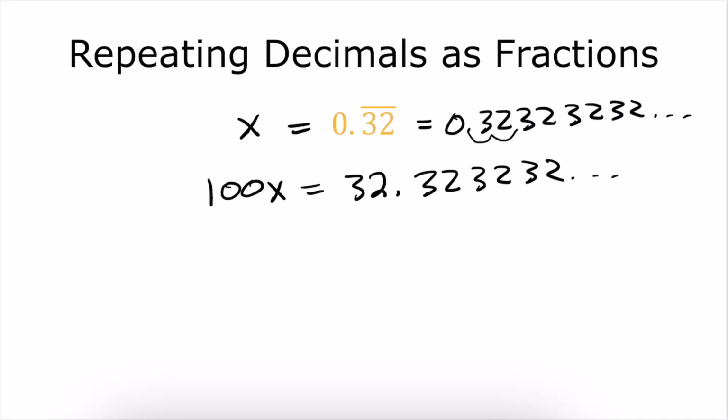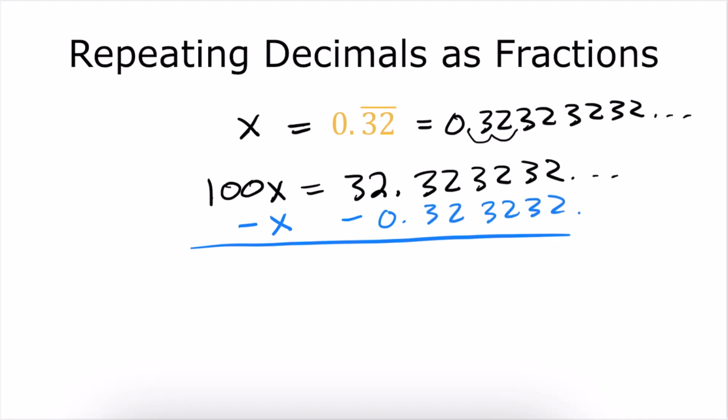And so I have the fact that x equals 0.32323232. And then I know that 100x is 32.323232. And so the reason why we want to have both of these facts is because now I'm going to subtract x from 100x. So I can subtract x on the left-hand side, and I'm going to subtract what x is equal to, which is 0.323232, etc.